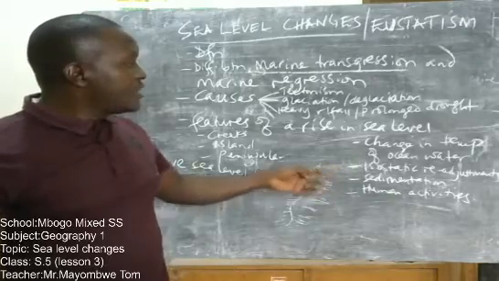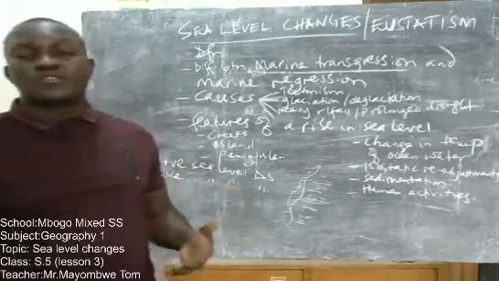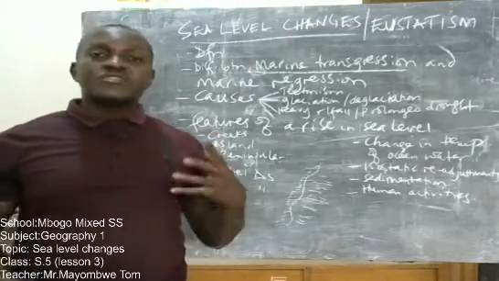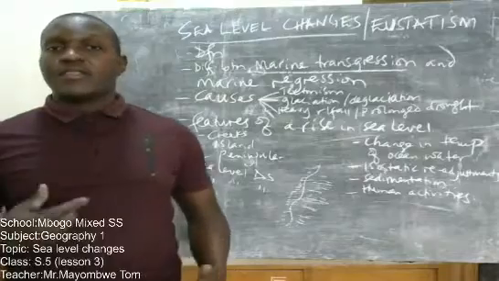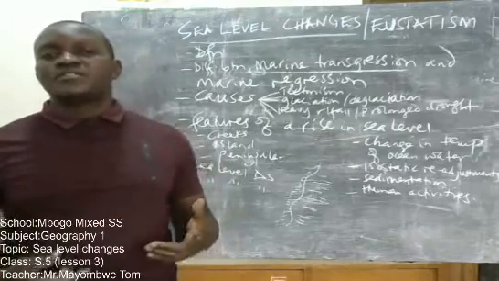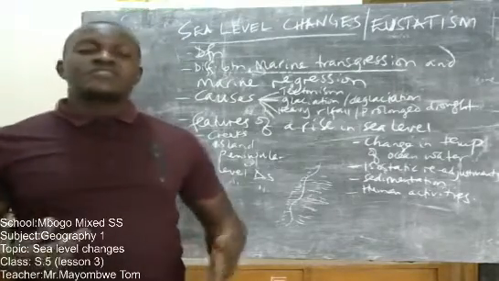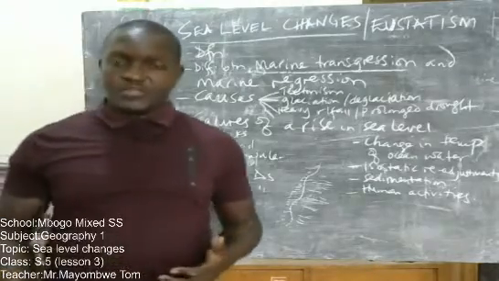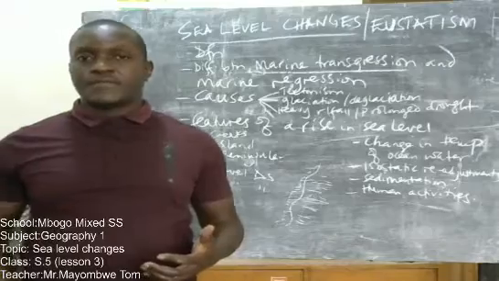They may be caused by a decrease in the temperature of the ocean water, among others. Negative sea level changes are associated with features like raised beaches, raised caves, raised terraces, among others. We're going to look at the model formation of these features later.